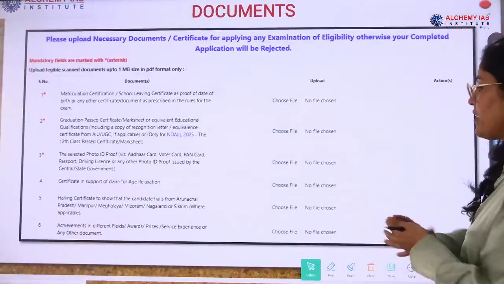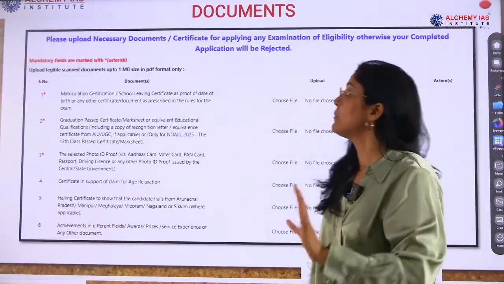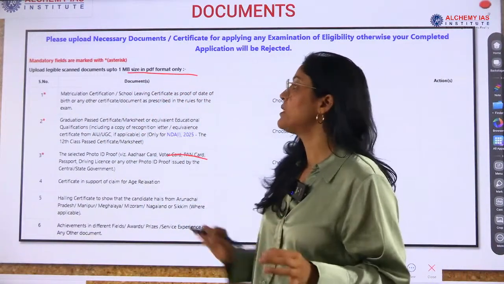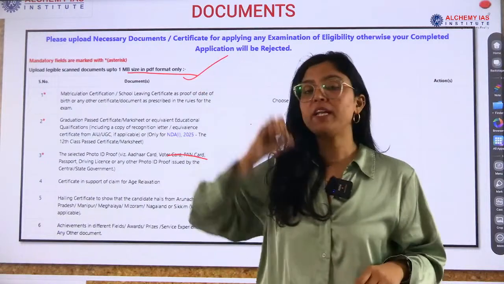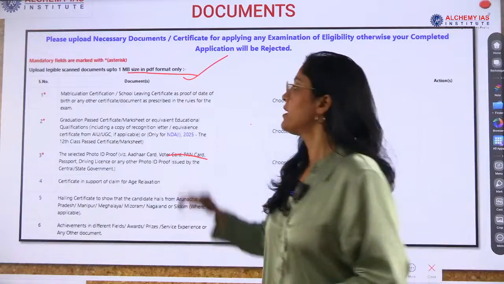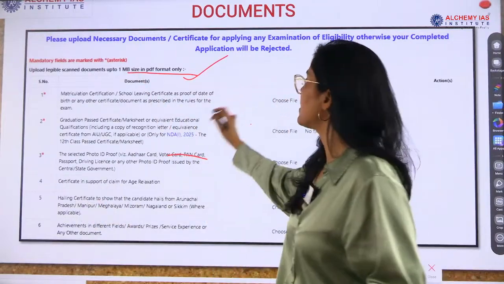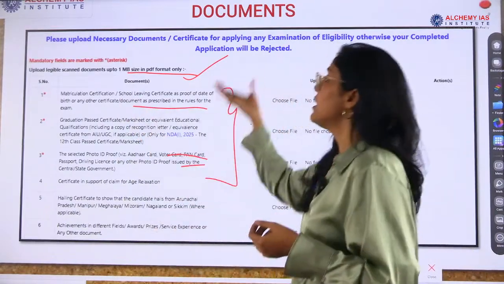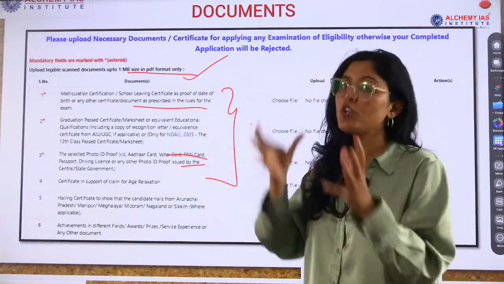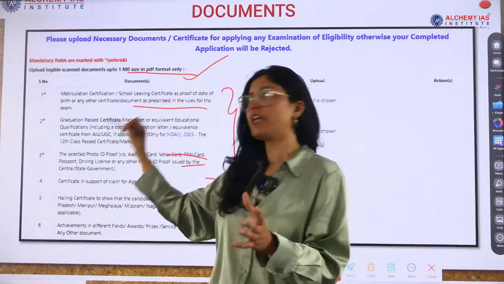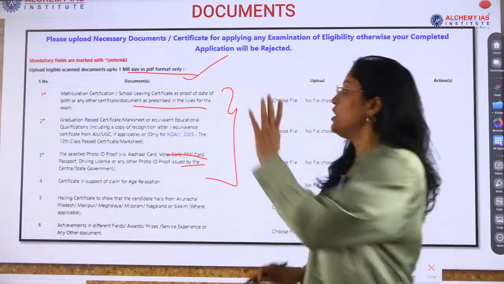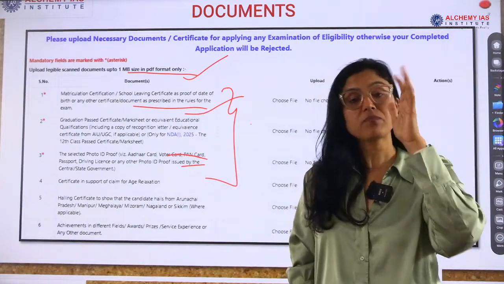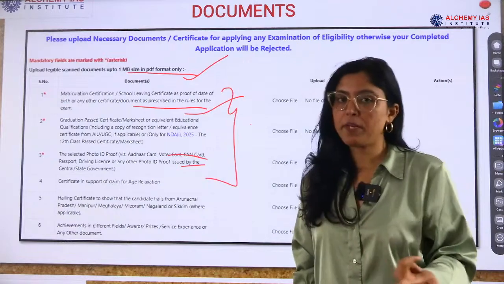Now documents, very important. You have to upload documents, and read the instruction: upload legible scanned documents up to 1 MB size in PDF format only. So what all documents is it mentioning? These three are very important. These are mandatory documents. First is the matriculation certificate or school leaving certificate. You can also upload it as proof of date of birth, or any other certificate or document as prescribed in the rules for the exam. So every rule has been given, and you can upload according to the rules of the examination that have been provided.